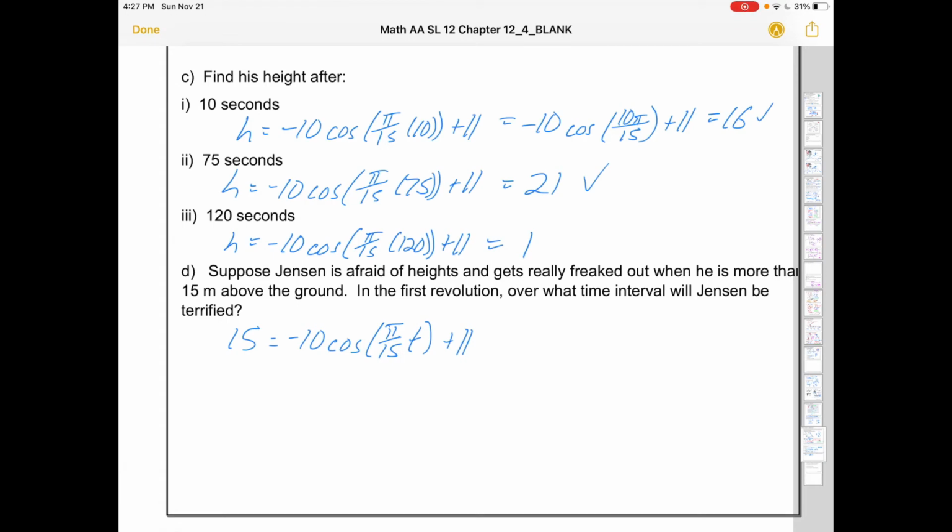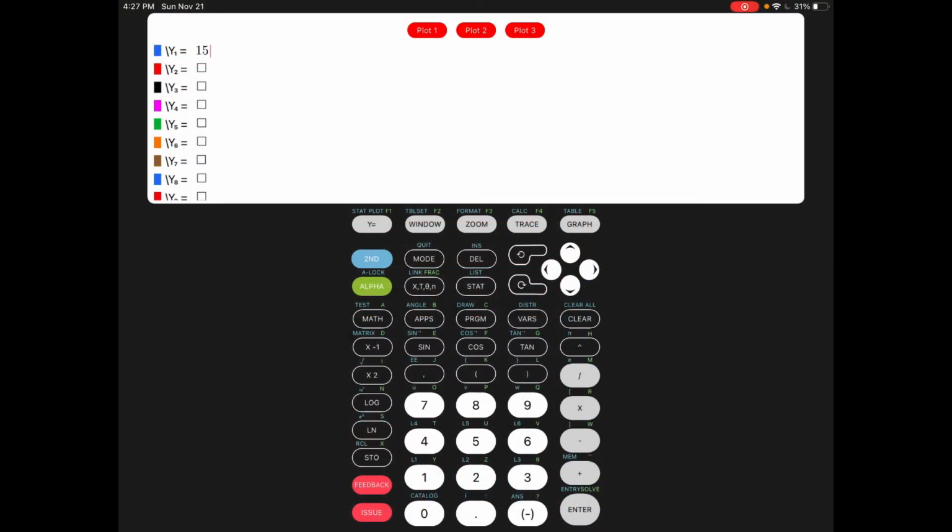So heading over to my GDC, I'm going to put in y equals 15. I'm going to put in negative 10 cos. I put in that nice fraction, which is going to be pi over 15. And then I'm going to put an extra set of brackets here just in case. Close, close, and then plus 11. And now I think about my window settings.